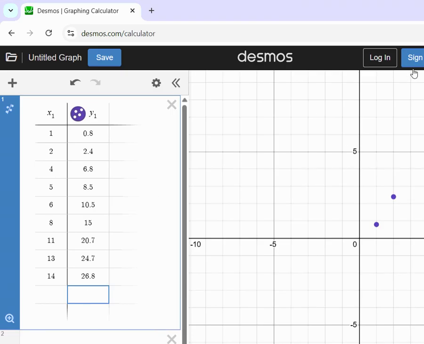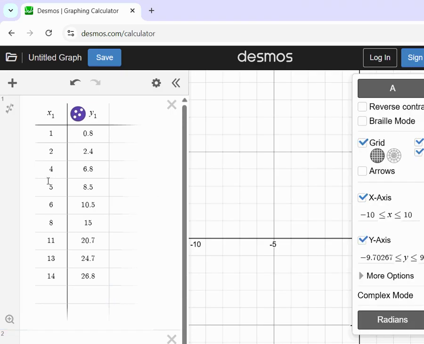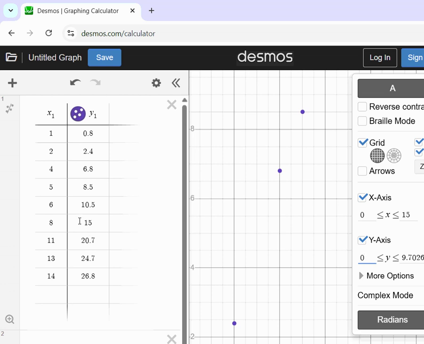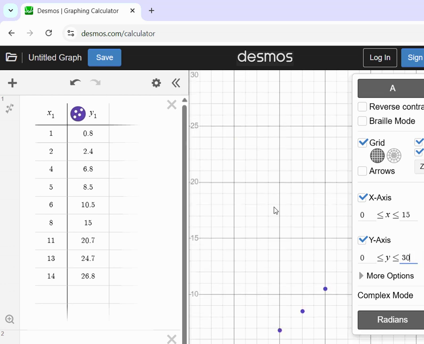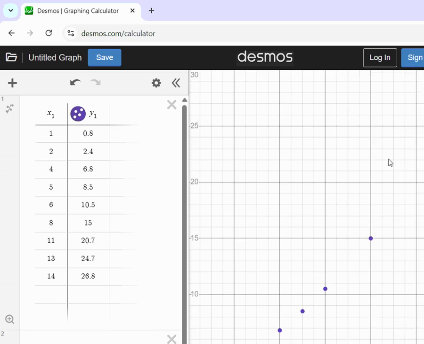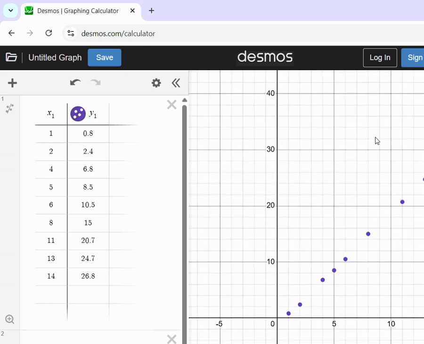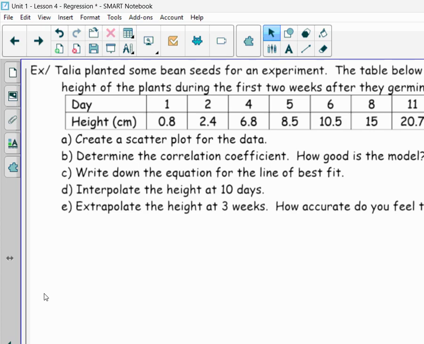Good. I'm going to change my window. My X's, I'm going to go from 0 to 15 this time. My Y's, I need to go from 0 up to, I'll go past that, let's go to 30. I'm not going to worry about the labels. I know which ones they are. This would be my days. This would be my height. You can put them if you need to. And move it up just a little bit so I can see my 0. Actually, let's zoom out just a little bit. That looks like a pretty good line of best fit. It almost looks perfect. Okay, what kind of questions are they asking us?